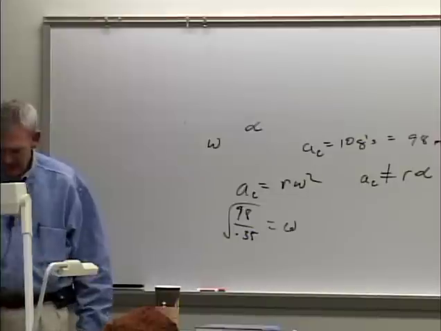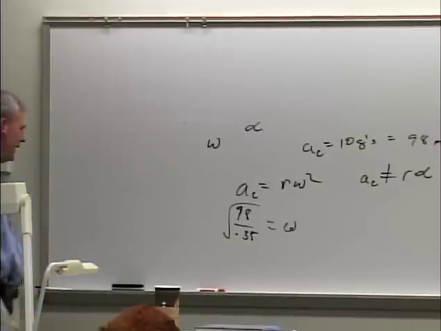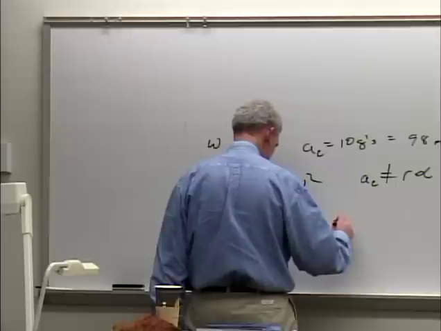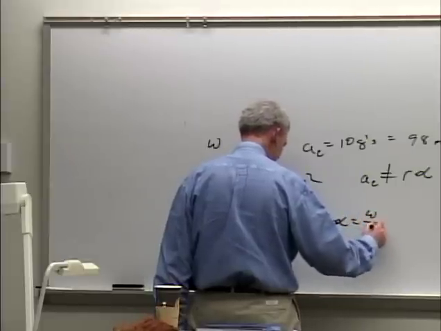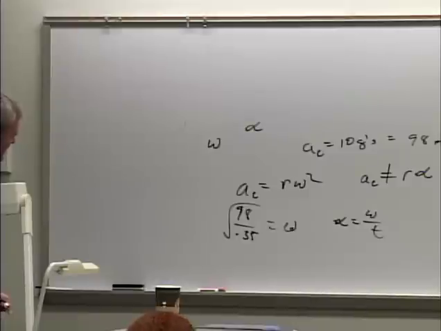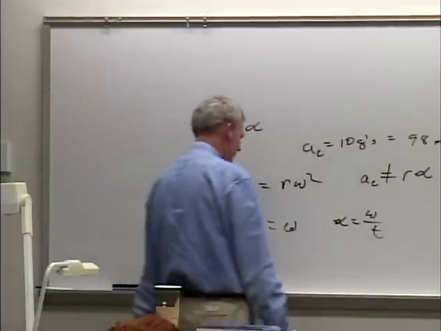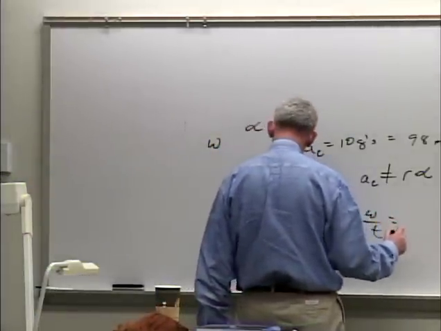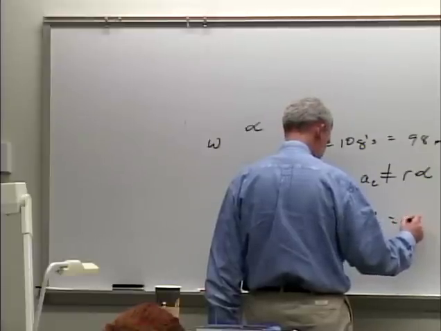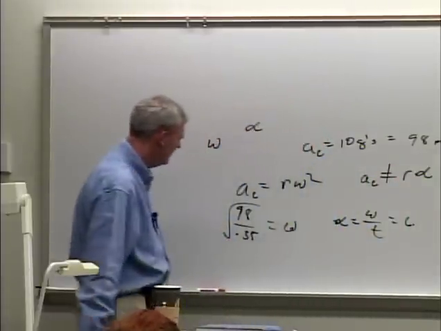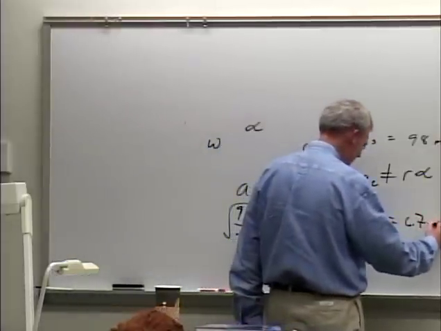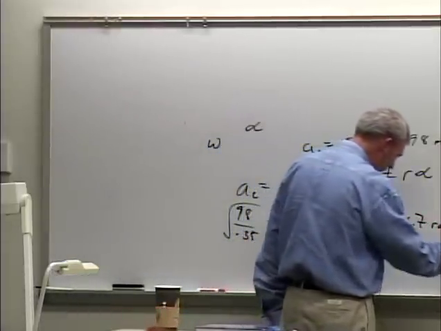And then alpha just equals omega over t, which equals 6.69, which was about 6.7 radians per second squared, something like that.